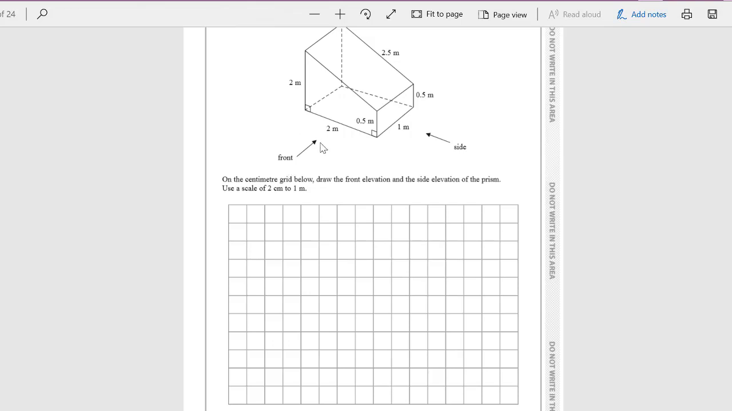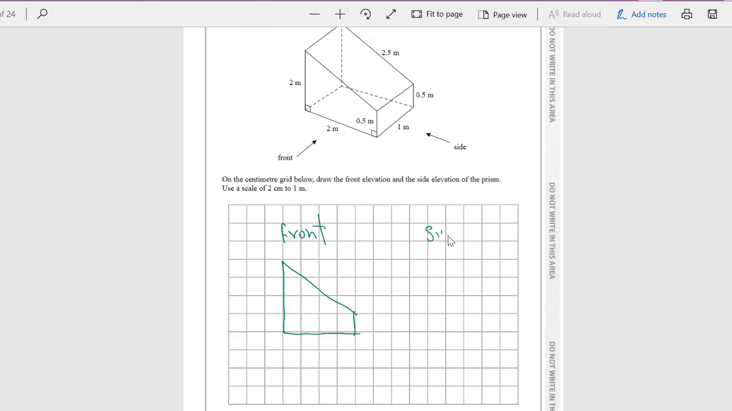Okay, so let's draw. This is the front face, and this is the side face, or view, however you want to put it. Let's draw the front first. The front facing side is going to be 2 meters, and if each one is 0.5, that means we're going to have 4. So 1, 2, 3, 4, and the same thing, 1, 2, 3, 4, and then we've got 0.5, so it's going to be that. Connect that up, brilliant.